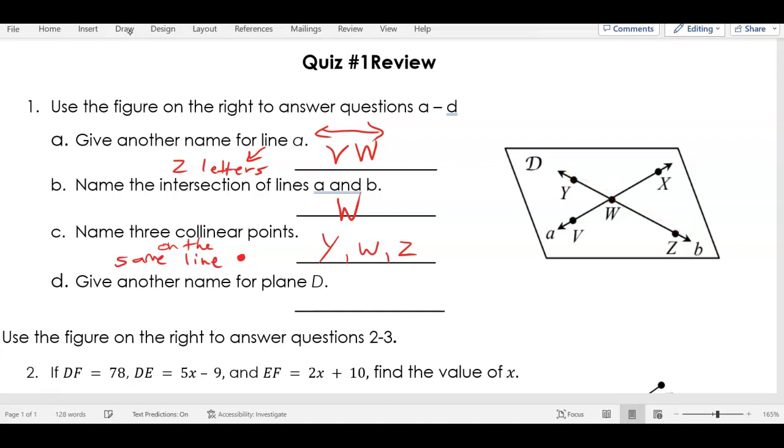All right. Then give another name for plane D. Now you can see plane D is here. I need 3 points to name a plane that make a triangle. They cannot be in a straight line, okay? So if I try to put YWZ again, that would not work because they're not going to make a triangle, okay? I cannot use letter A or letter B because there's no dots, okay? So YWV, that could work because YWV makes a triangle on that flat surface, okay?